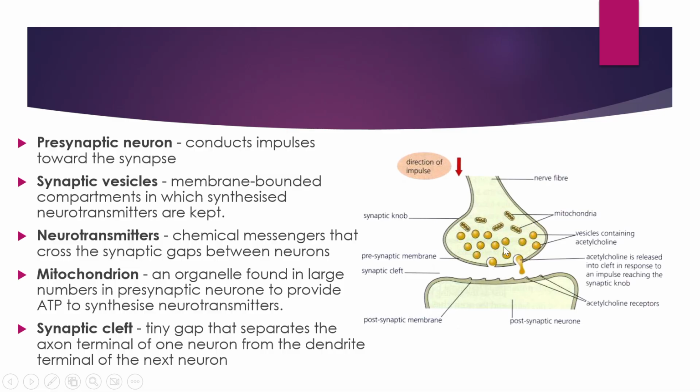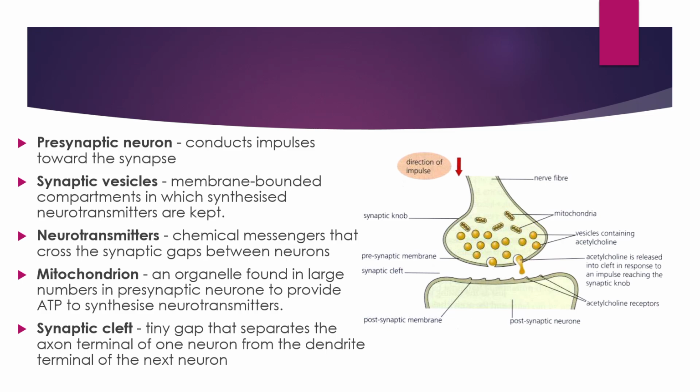The synaptic vesicles are membrane-bound compartments in which synthesized neurotransmitters are kept. Neurotransmitters are chemical messengers that cross the synaptic gaps between neurons. Mitochondria, an organelle found in large numbers in the presynaptic neuron, provide ATP to synthesize neurotransmitters.